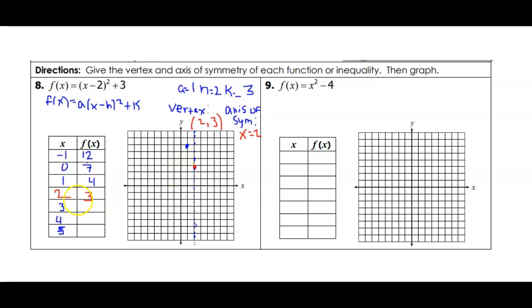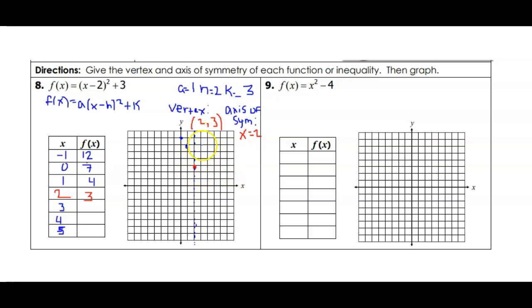And the next point I'm going to sketch is 0, 7. So when I'm at 0, I'm at 7. 1, 2, 3, 4, 5, 6, 7. I'm just going to skip that one because I can't even get it on the graph.